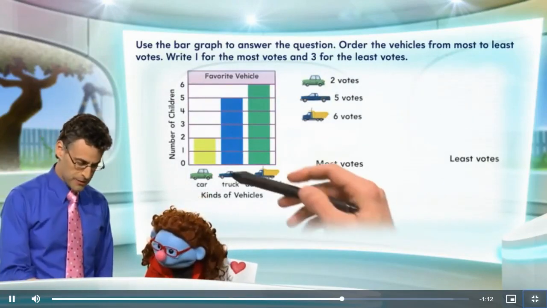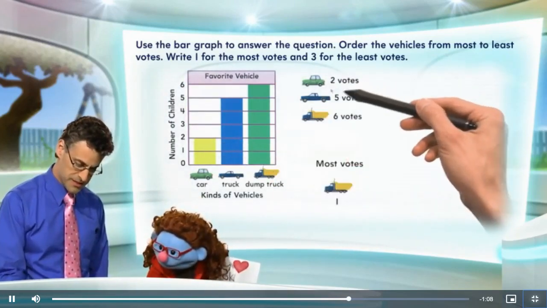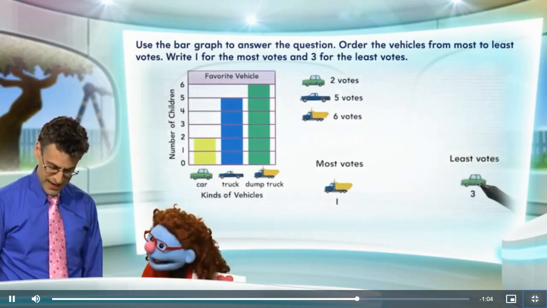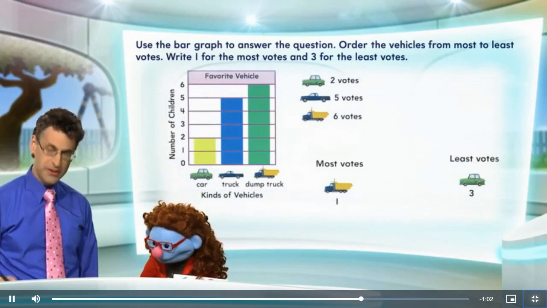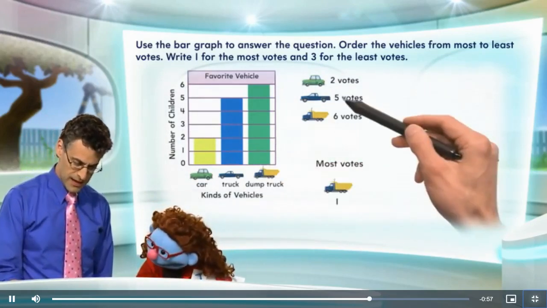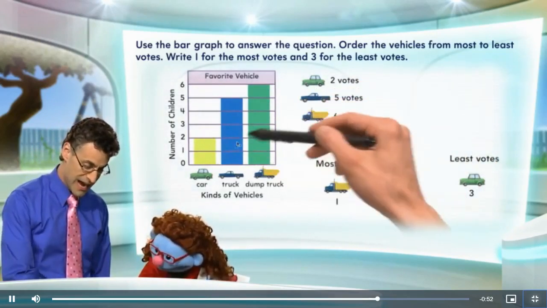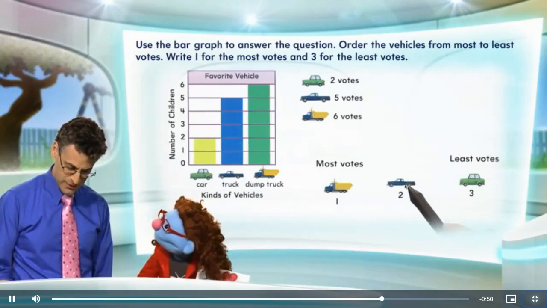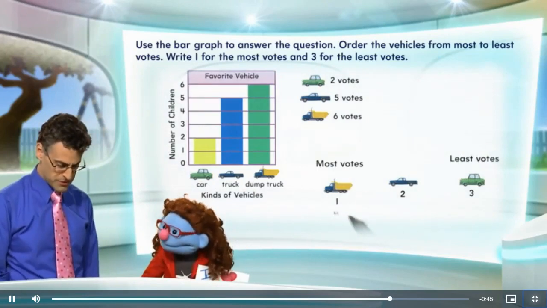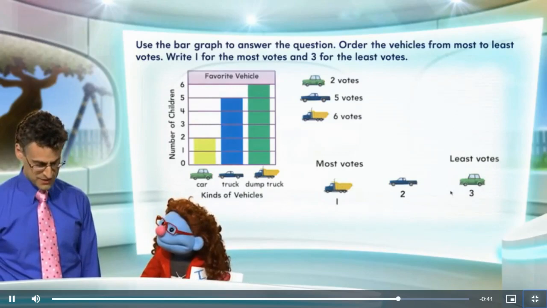And then the least popular is going to be the bar that's the shortest, which in this case, we can look at the numbers and see the number that's the smallest, which we see is represented by the cars. So we're going to actually write the 3 because they came in third place. And then what's in the middle? Well, the trucks got 5 votes, and you can see that bar is actually between these 2 bars in terms of the height. And so therefore, we see that we've ordered from most votes to least votes, and we called the most votes number 1, and then number 2, and then third place number 3, which in this case is represented by the cars.